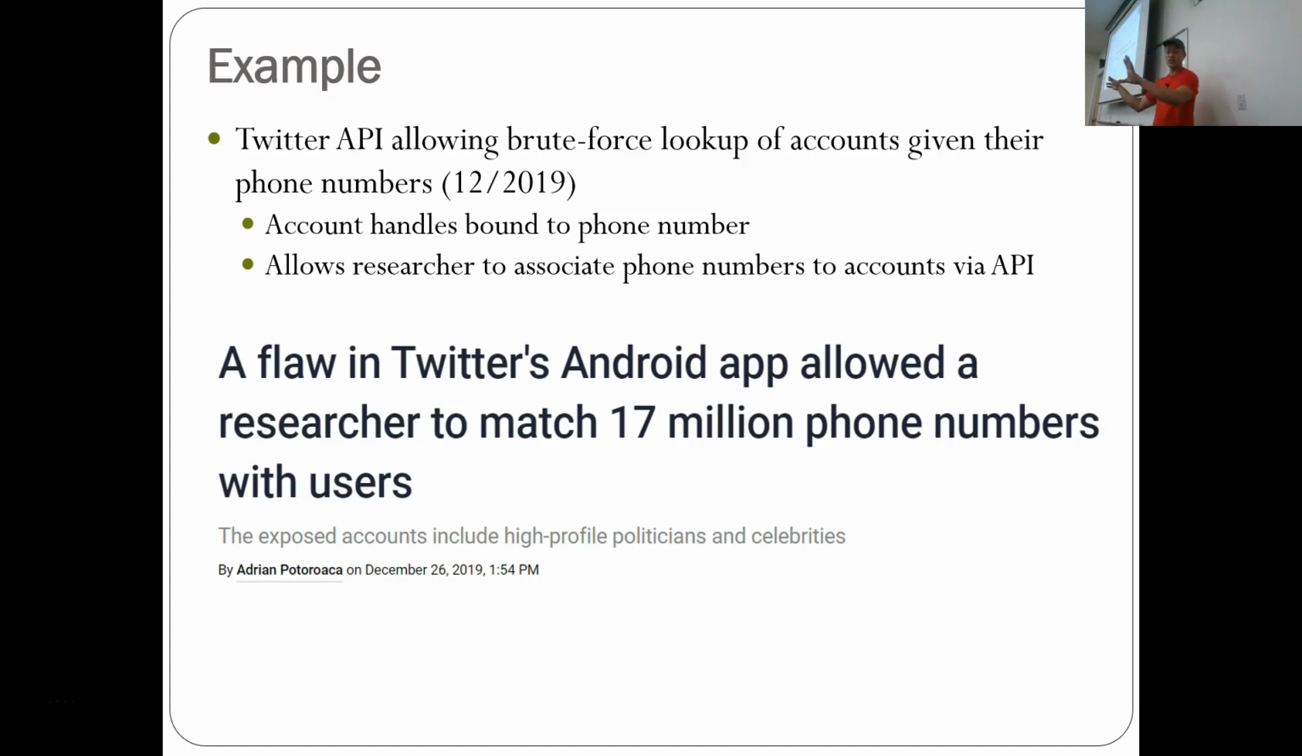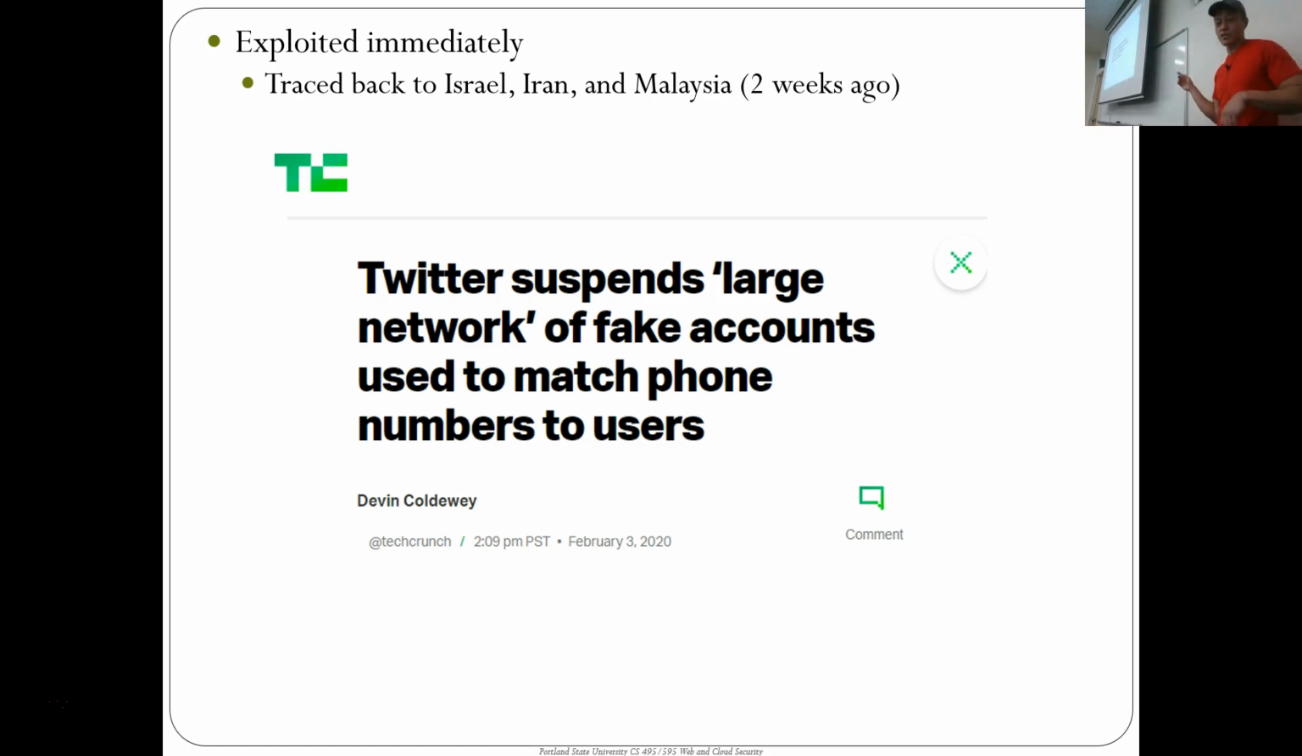And so the attack from December was that there was a flaw in the Android API that wasn't rate limiting the queries. And so a security researcher was able to match 17 million phone numbers to the actual Twitter handles using the fact that the thing wasn't rate limited. And almost immediately, and they mentioned this 2 weeks ago, Twitter finally found that there were nation states that actually leveraged the vulnerability to get all the accounts. So that's what happened in this case.